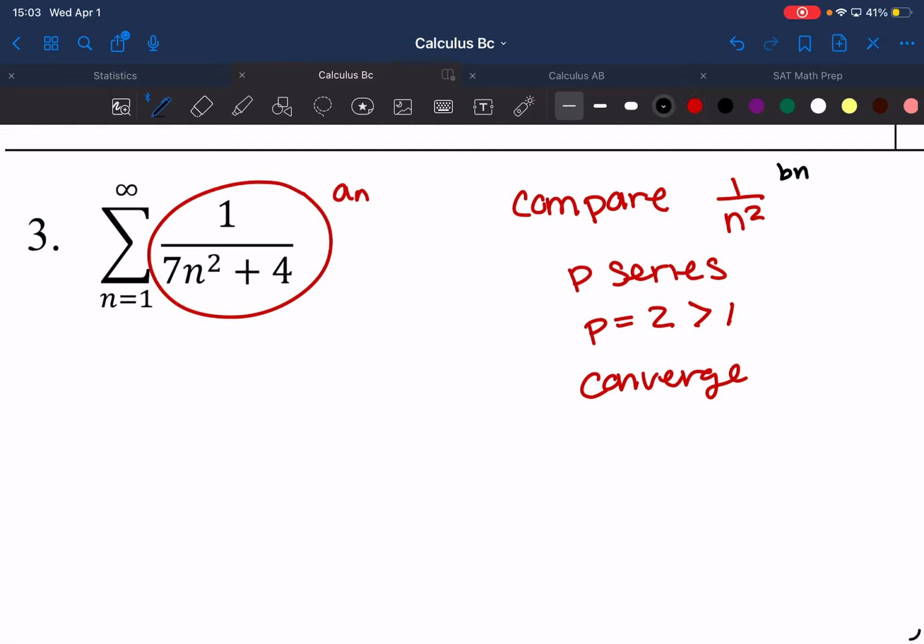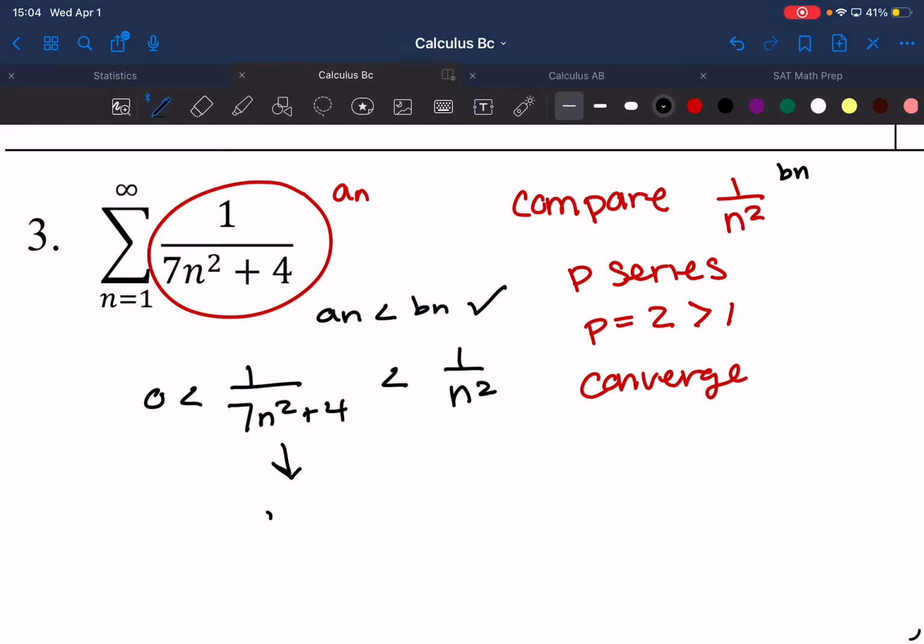Okay, so the next thing we need to do, since this is b sub n, is make sure that our a sub n is smaller than b sub n. Yes or no? Yes. So we have 0 less than 1 over 7n squared plus 4 less than 1 over n squared. Again, this is a sub n less than b sub n, which is good. That's what we wanted. Which means, since 1 over n squared converges because it's a p-series where p is greater than 1, then we know that this series in the middle is also going to converge due to the comparison test. You have to include that for your justification.